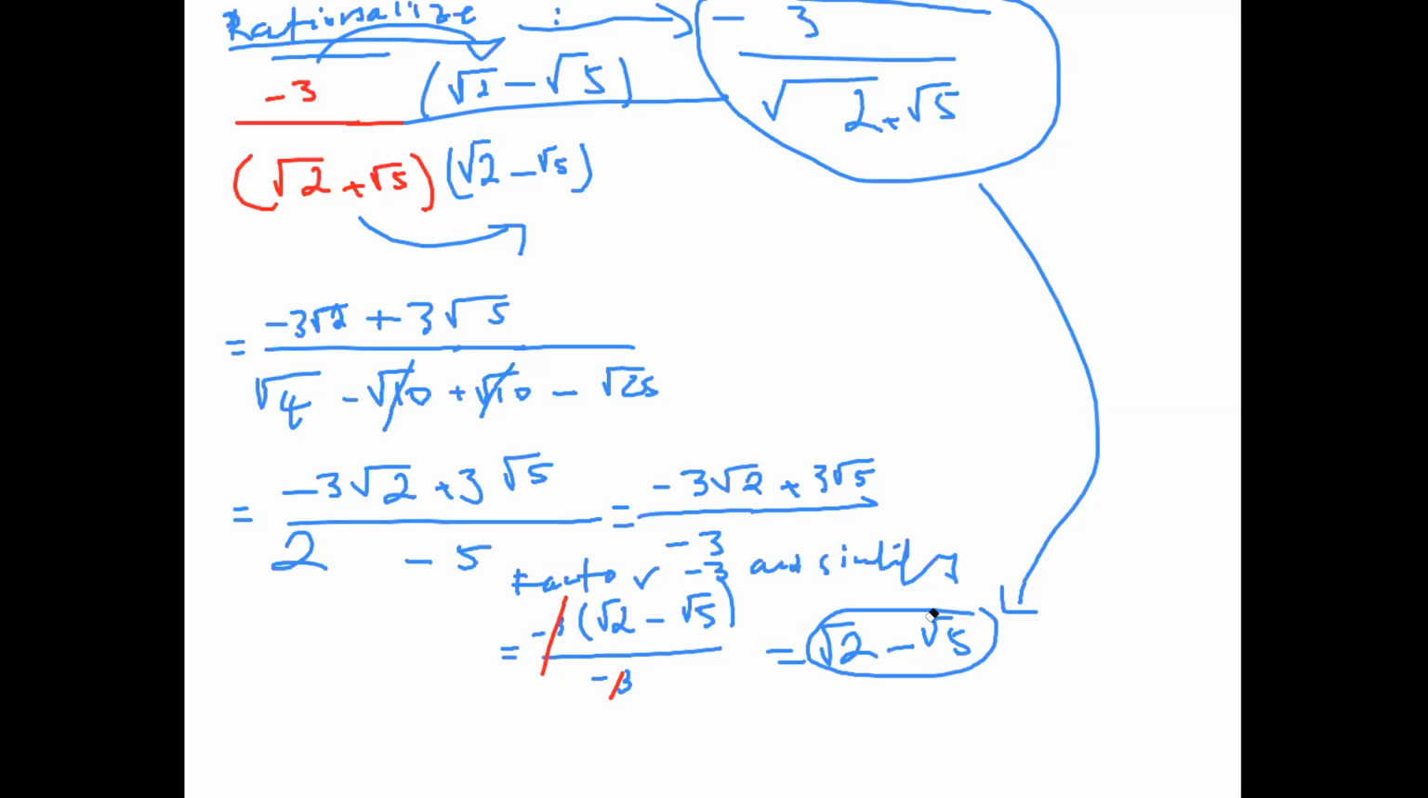And this will be the final answer. You may still end up with a fraction, but that fraction will not have a radical. For example, you may end up with something like this, which is fine. As long as you don't have a radical in the denominator, that means you rationalized your radical expression.